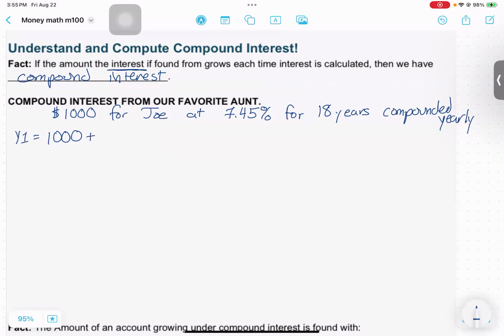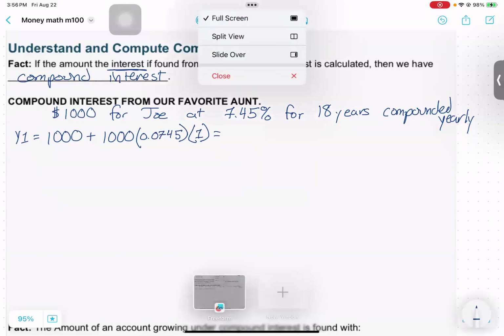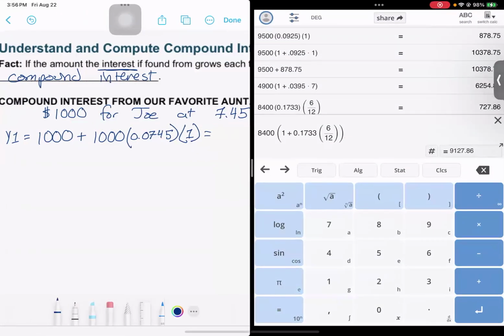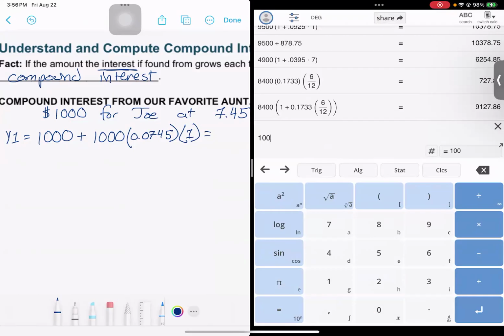So plus $1,000 times our 0.0745 for 1 year. Okay, so I need to bring up my calculator so that after 1 year, Joe is going to have $1,000 plus the interest of 1,000 times 0.0745 for 1 year. Okay, so at the end of 1 year, Joe is going to have 1,074.50.